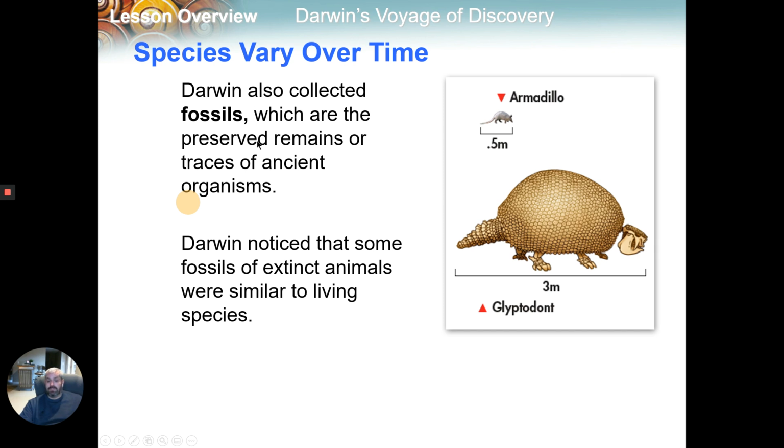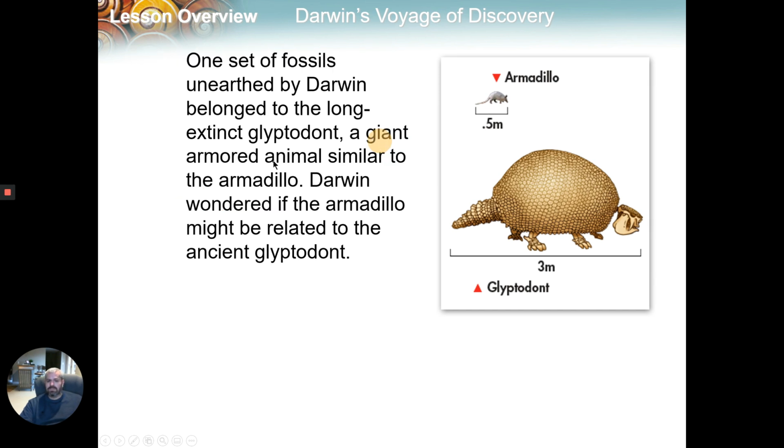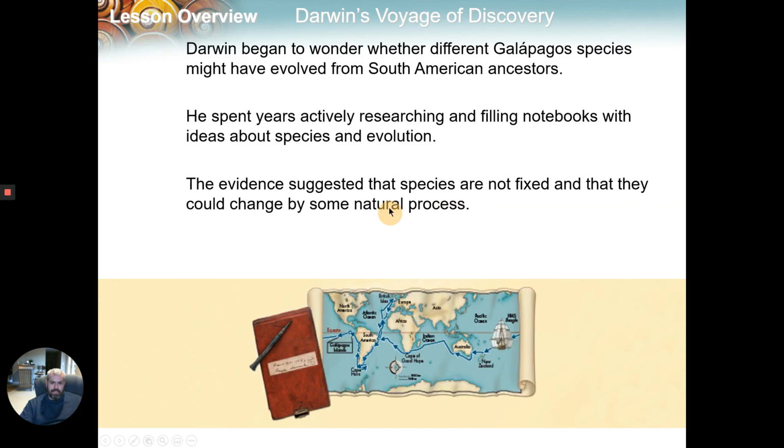Darwin also collected fossils, which are the preserved remains or traces of ancient organisms. He noticed that some fossils of extinct animals were similar to living species. An example here would be this glyptodon, 3 meters long, very similar to an armadillo today, which is only 0.5 meters long. One set of fossils unearthed by Darwin belonged to the long extinct glyptodon, a giant armored animal similar to the armadillo. Darwin wondered if the armadillo might be related to the ancient glyptodon.